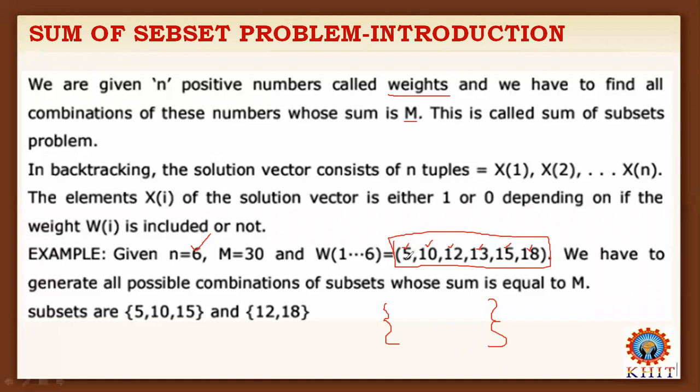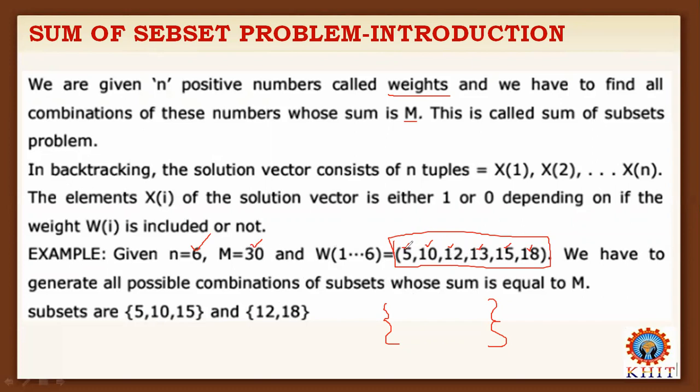That means you can pick any element from the given set, add those elements, and get the final weightage of 30. Then only those sub elements are called the set of subset elements, sum of subset elements. Now let us see how to solve the problem. So here, if I add some elements, I will get the total 30.